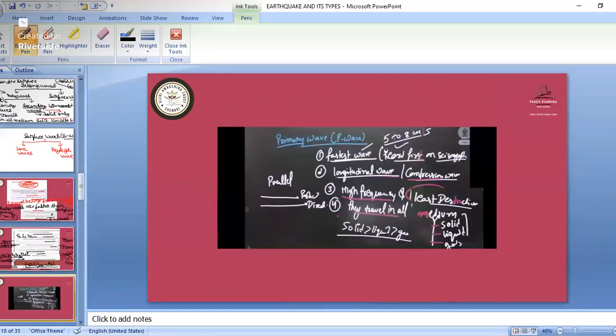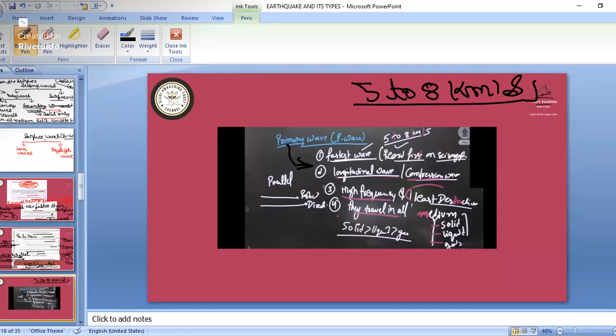In the primary waves, you can see the speed is 5 to 8 kilometer per second. Primary waves are also longitudinal waves, the compression and expansion we saw. The direction of movement of the particle and the direction of the waves will be parallel. Then this particular primary wave will be of high frequency.